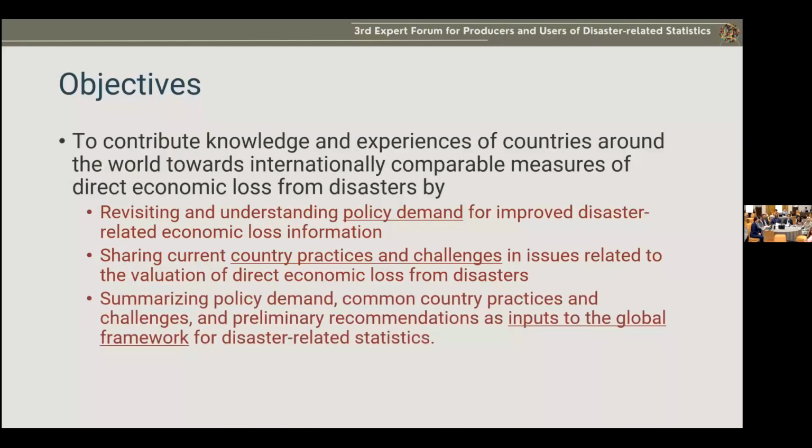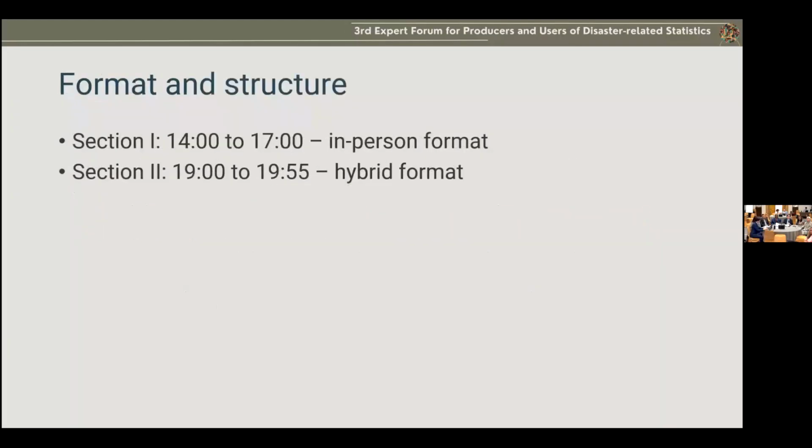And we actually hope that all the discussion that we had today in the afternoon in Bangkok would contribute to specific guidance in the global framework for disaster-related statistics. So with that, as I mentioned, this session was broken down into two parts. The Bangkok afternoon part from 2 to 5 p.m. was in person. And then what we are having now is part 2 of this session, from now to 7:55.